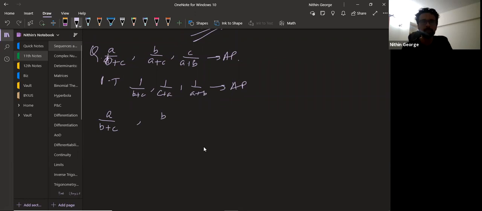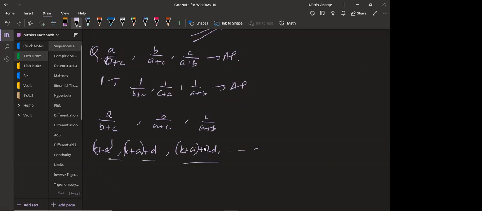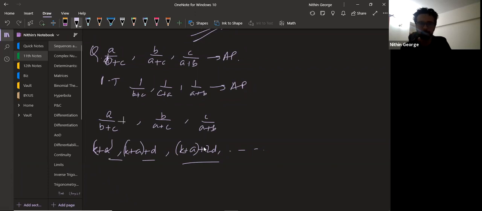So you know some three terms are in AP, a plus d, a plus 2d, etc. If I add a constant to each of them, will it remain in AP? Yes, right? So to each term, if I add a constant, it will remain an AP. So with that logic, I add one to each term. It becomes an AP.